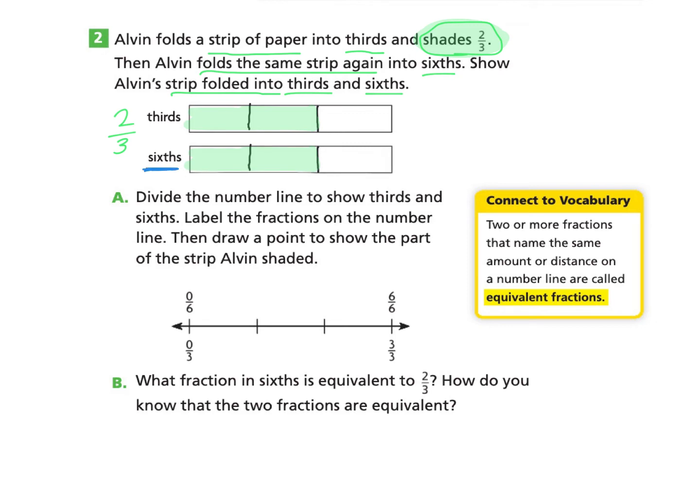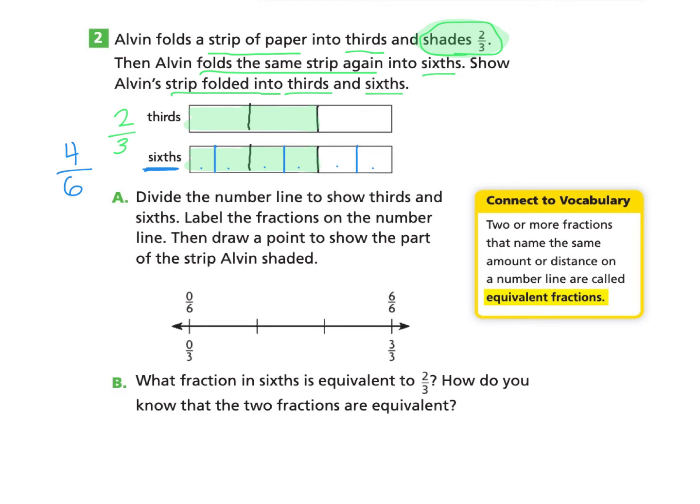Now, if we are taking the same strip, but instead of having 3 parts, we're going to have 6 parts. So in order to do that, we're just going to cut 2 pieces on each of those 3 sections. So now I have 1, 2, 3, 4, 5, 6 equal parts. And you'll see that the shaded part is actually 4 out of the 6.